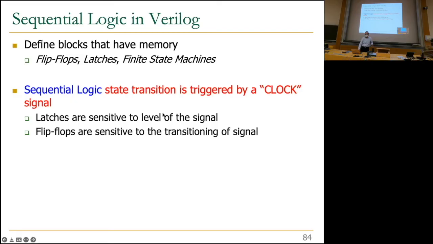As we discussed, latches are sensitive to the level of the signal. Remember the D latch, and flip-flops are sensitive to the transitioning of the signal. So at the rising edge of the clock, the flip-flop captured the value, and that value stayed exactly the same for the entire clock cycle. And the next clock cycle, the flip-flop again captures the value in its input, just when the clock rises, right? Rising edge of the clock.